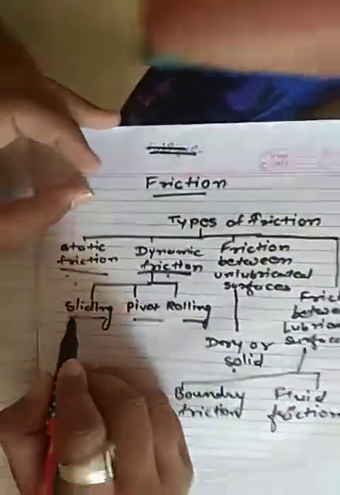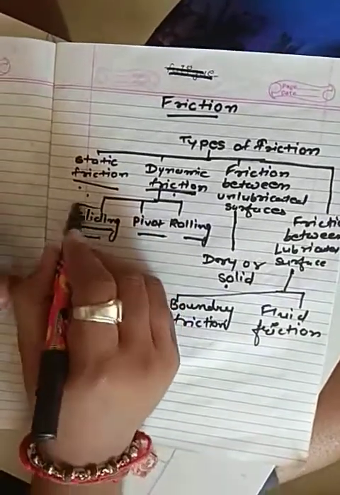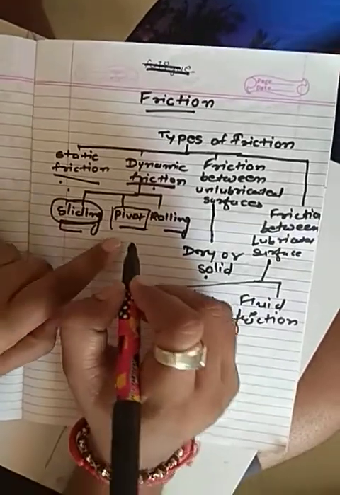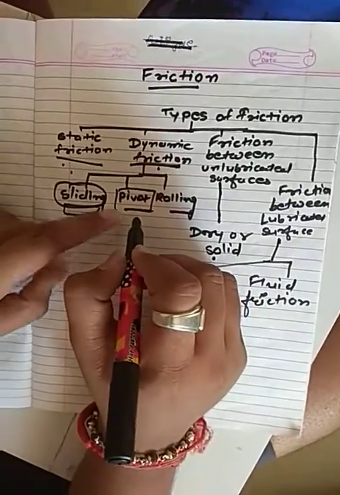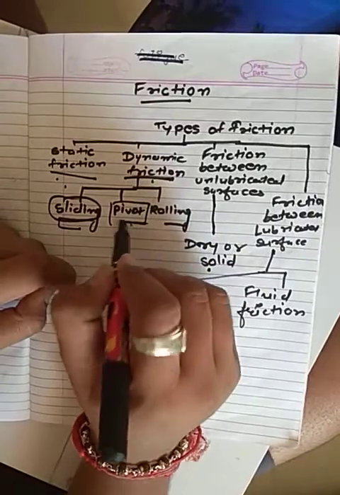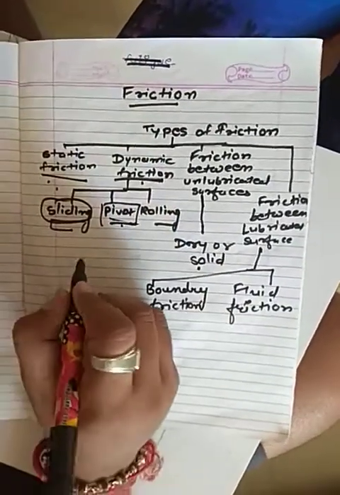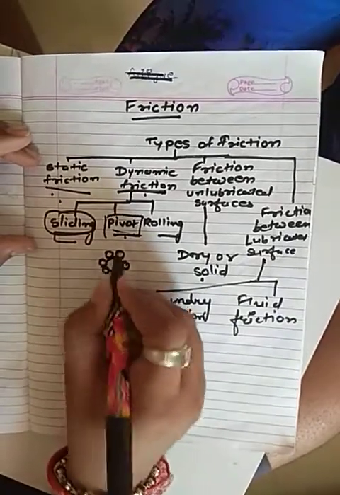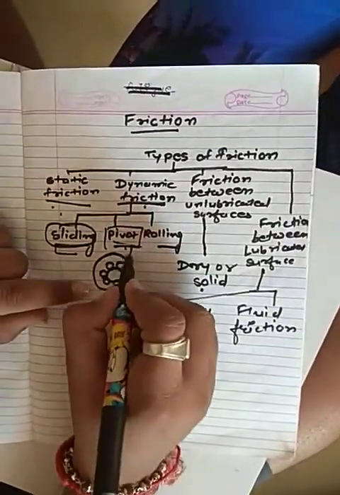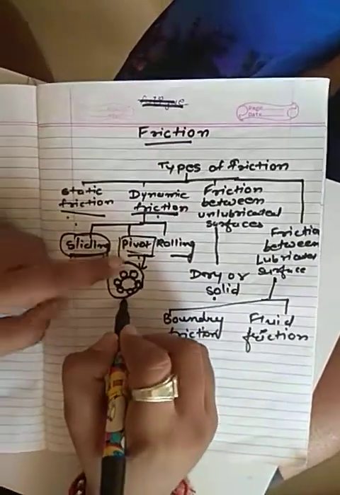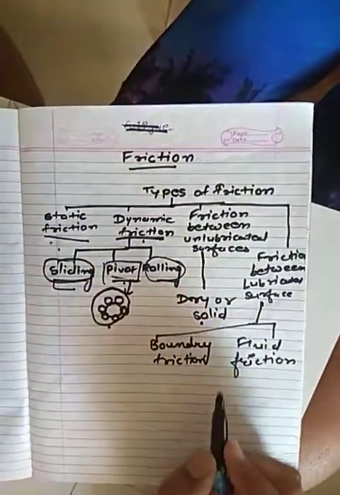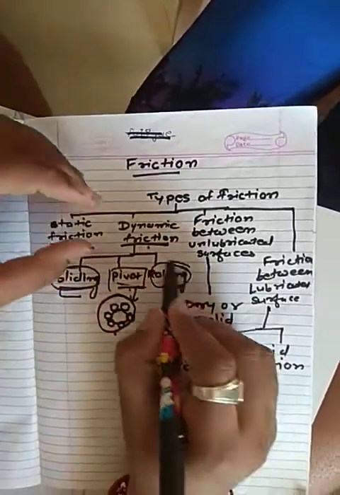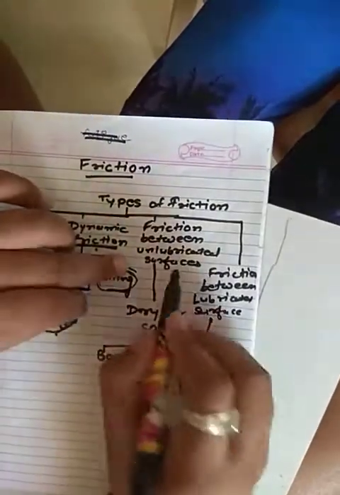When the body slides and friction appears, this is known as sliding friction. Pivot friction means this type of joint where this friction occurs. We know the bearing and shaft joint is known as a pivot joint, and this friction is known as pivot friction. Rolling friction is when the body rolls and is in motion, and the friction that occurs is known as rolling friction.